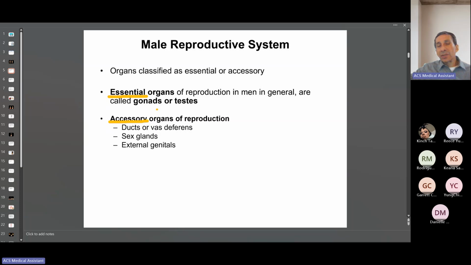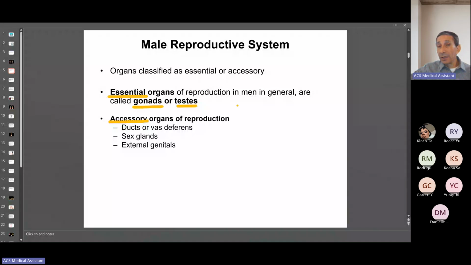So these essential organs in males are called the testes. Testes means plural. Testis with an I means singular. See how things change a little bit, just by changing one letter. So those testes, we also call them gonads.